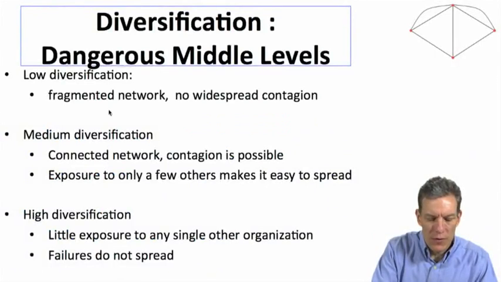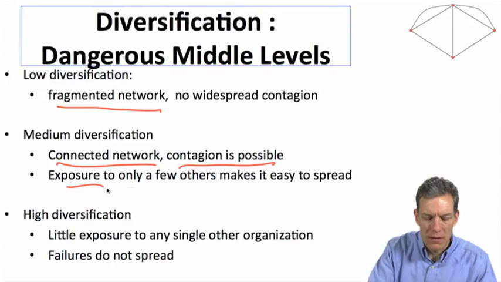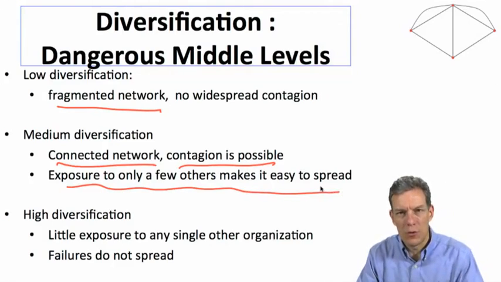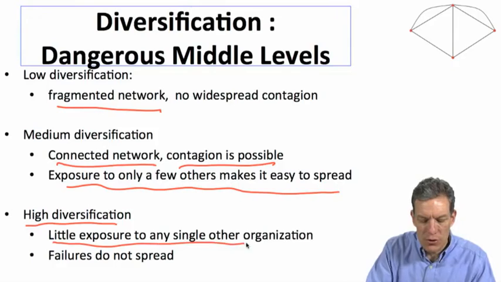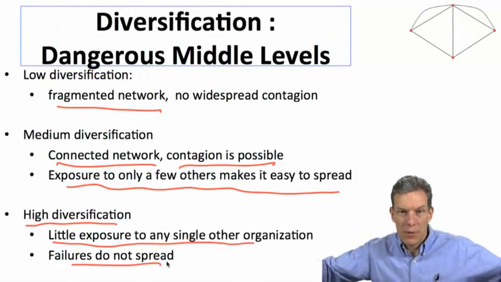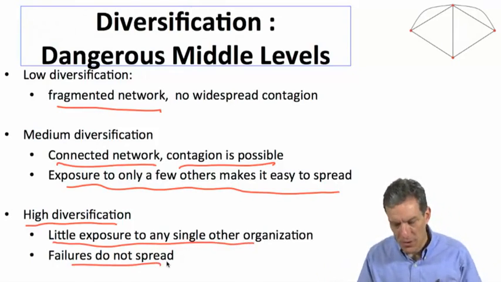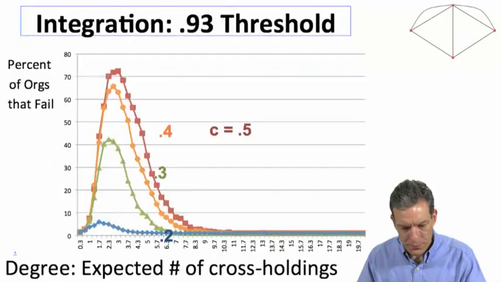So again, low diversification, fragmented network. Medium diversification, things become connected, so the contagion is possible, and since you're only exposed to a few others, it's easier to spread. Very high levels of diversification, there's little exposure, so failures don't spread, even though they potentially could reach a large number if the shock's large enough.